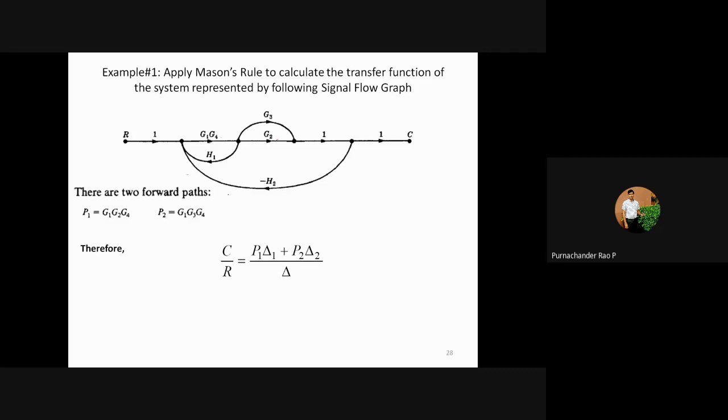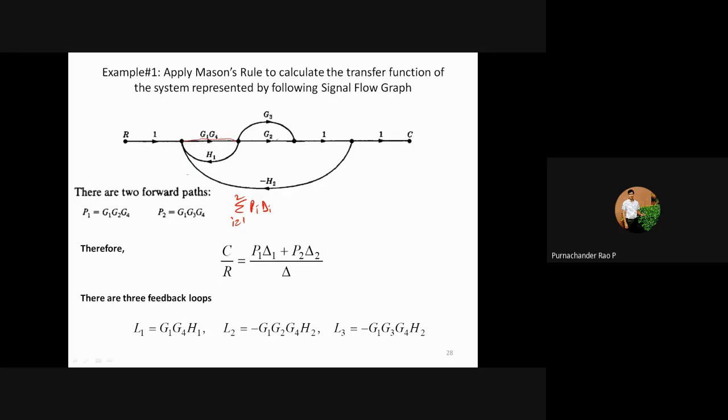And therefore, we'll have a transfer function of C by R is equal to the summation of i is equal to 1 to 2, Pi delta i. So i is equal to 1 and 2. Therefore, your transfer function is C by R equals P1 delta 1 plus P2 delta 2. Then our next step is we need to find out the loops. As per our second step, we need to find out the loops.